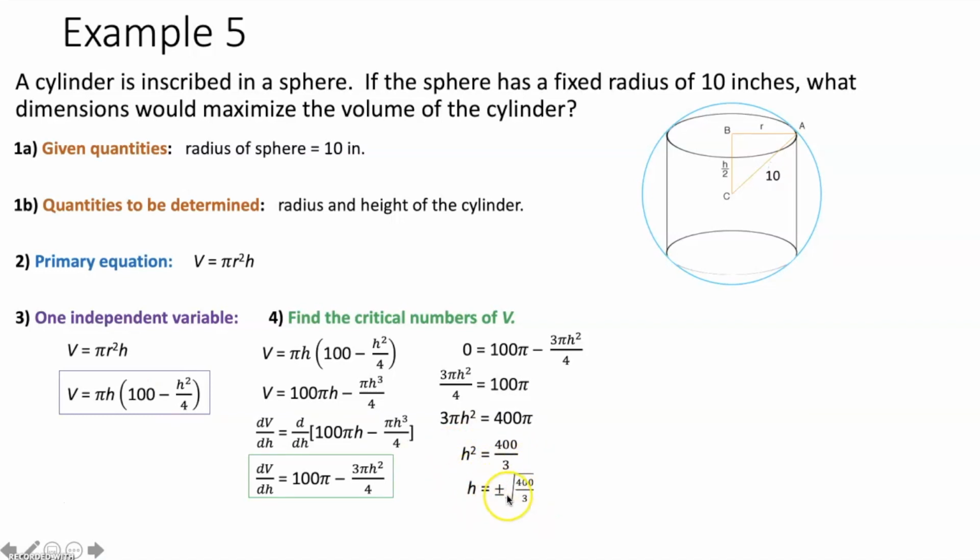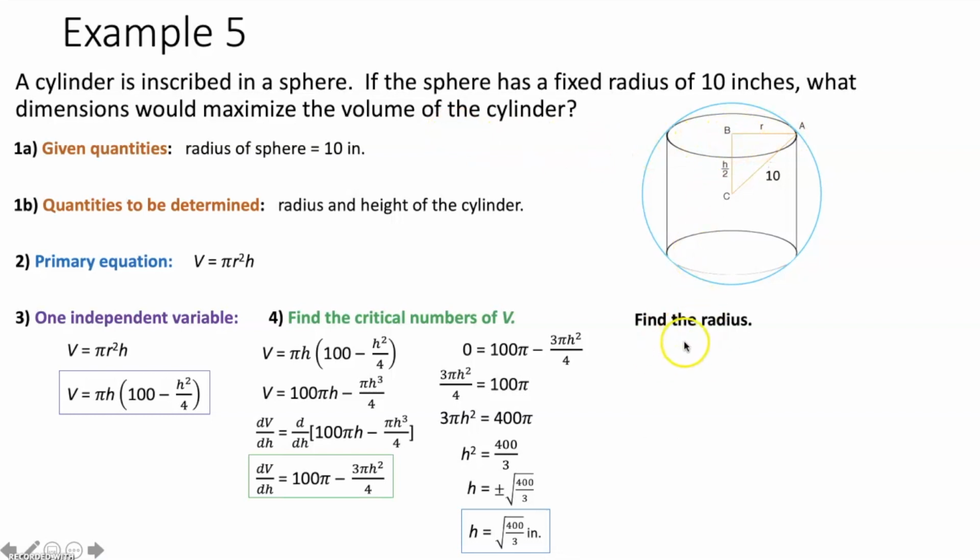Now that I've found my critical numbers, I need to think, does this make sense? Can you have a positive root 400 over 3 and a negative root 400 over 3 for your height? No, you can't have a negative height of a cylinder. So I'm just going to use the positive root 400 over 3 inches as the height of my cylinder. Now, I have found the height of my cylinder, but I need to find the dimensions that would maximize the volume of the cylinder. So I need the radius as well.